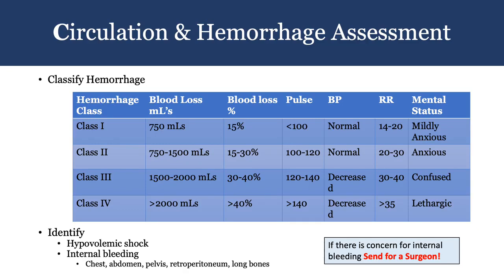Always identify hypovolemic shock. Have a high index of suspicion for internal bleeding, especially in cavities that can hold the loss of blood: the chest, the abdomen, the pelvis, the retroperitoneum, and bleeding from long bones. In case you think there is concern for internal bleeding, always consult a surgeon early.